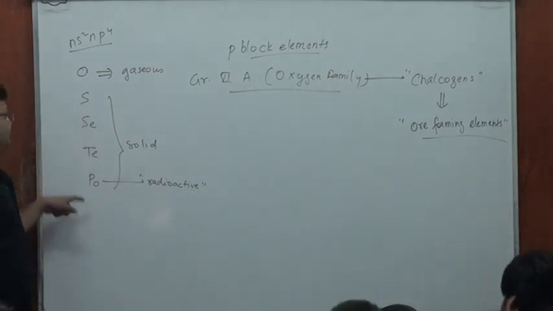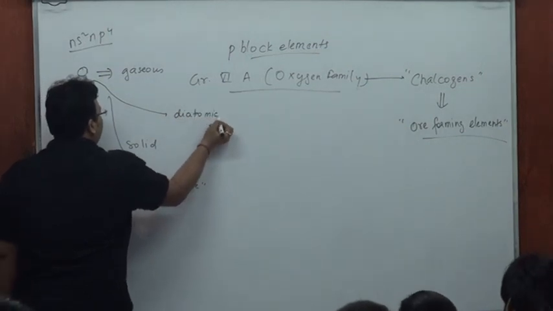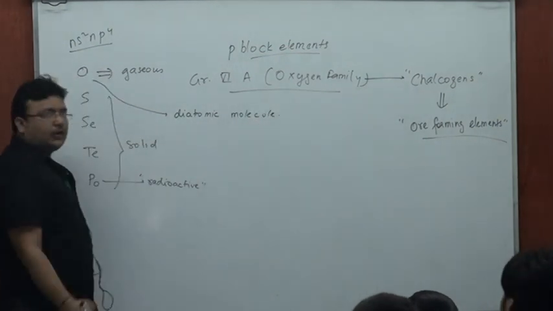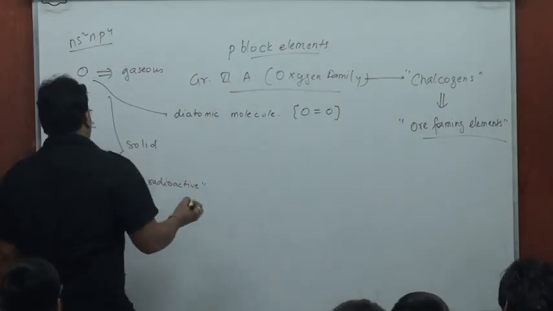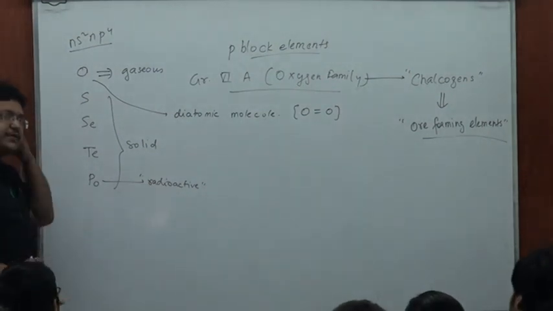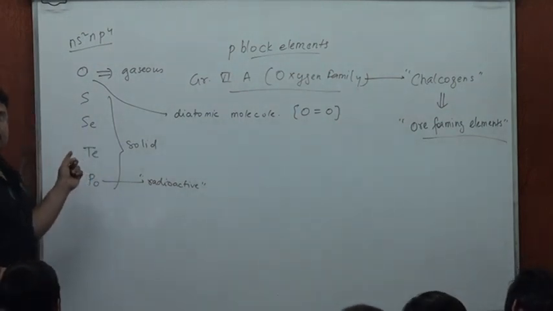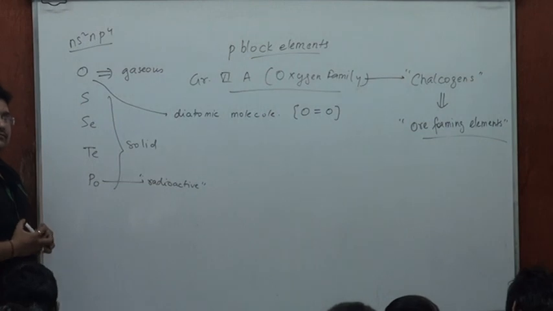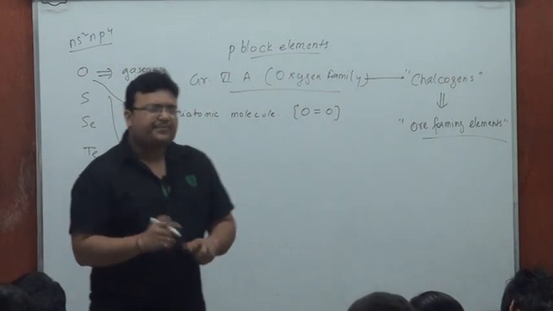Oxygen is gaseous, the rest are solids, because oxygen is going to exist as a discrete diatomic molecule, double bond O. The rest have been found to be octatomic. Oxygen diatomic, rest octatomic. So the rest have higher molecular mass, and expectedly they are solids.